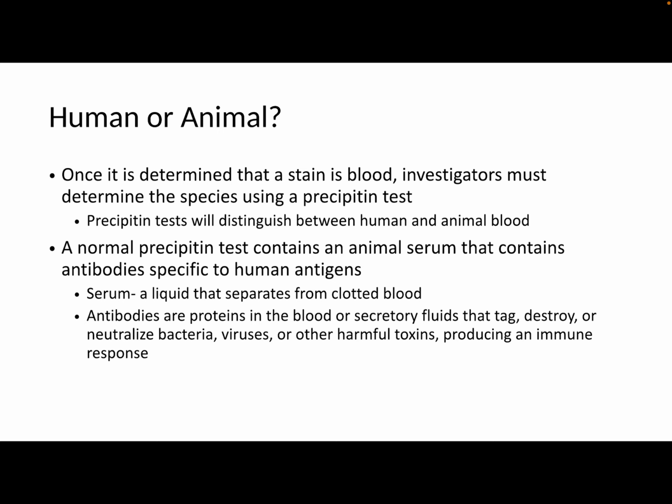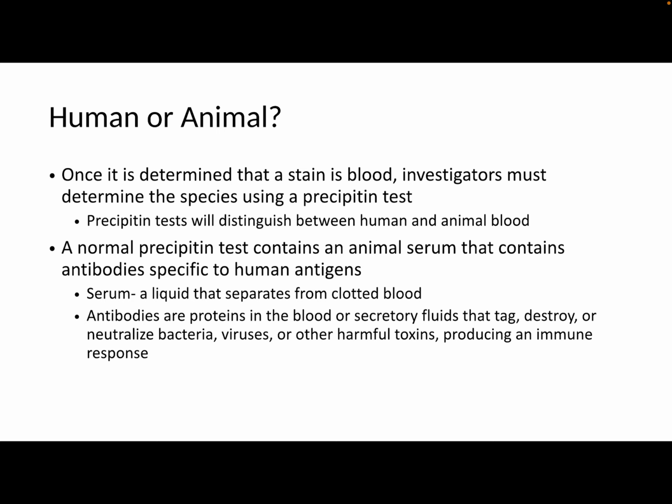Once we find what we believe to be blood, we have to figure out if it's human blood or animal blood. So investigators have to determine what species the blood is from by using a Preston test. And Preston tests will distinguish between human and animal blood. So a normal Preston test contains an animal serum that contains antibodies specific to human antigens. And serum is a liquid that separates from clotted blood. So if you ever have a wound and it is kind of scabbing over, it can be a little oozy. That is the serum that is being excreted.